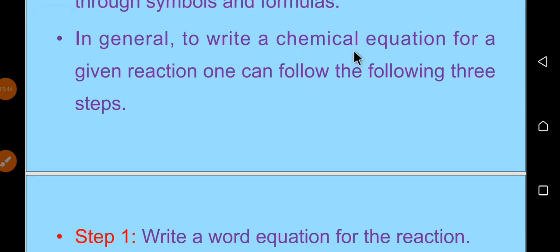In general, to write a chemical equation for a given reaction, one can follow the following 3 steps as a guideline.